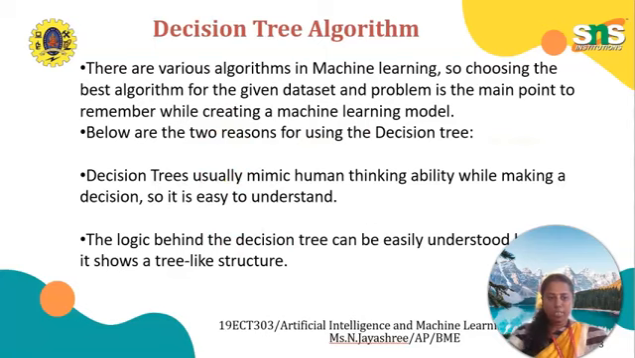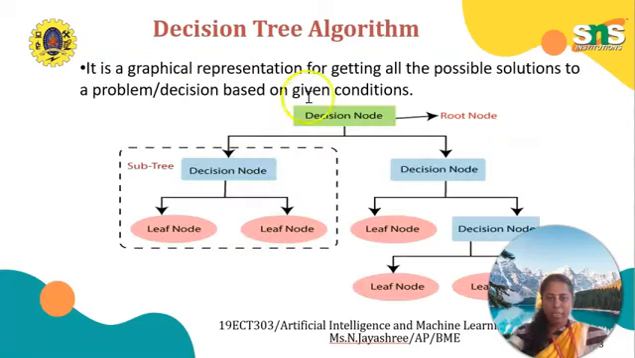Okay, so what is the decision tree algorithm? It is a graphical representation of getting all the possible solutions to a problem or decision based on the given conditions. The initial one is the decision node. This decision node is again subdivided into left side and right side, that is the subtree. And this subtree again forms the leaf node, and this decision node again forms one leaf node and two leaf nodes, etc. So it is a graphical representation of the machine learning algorithm.